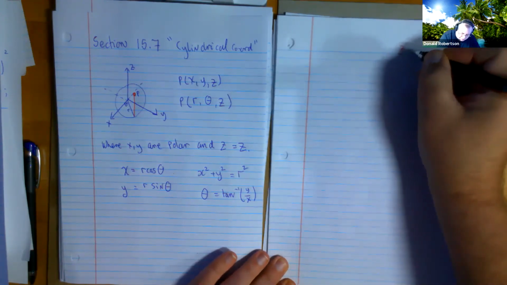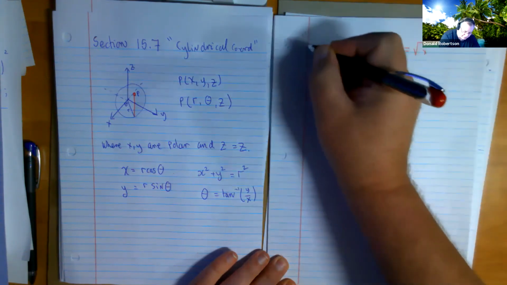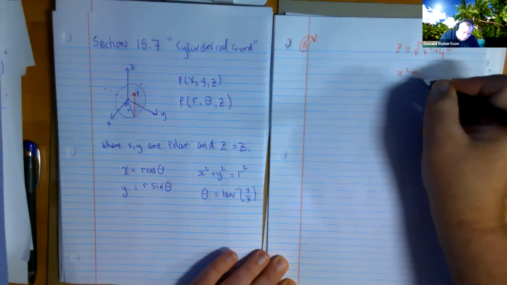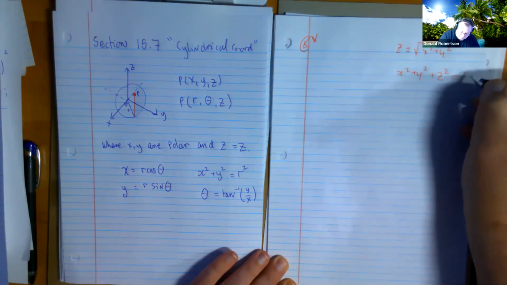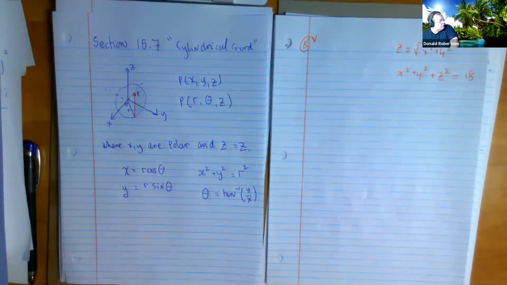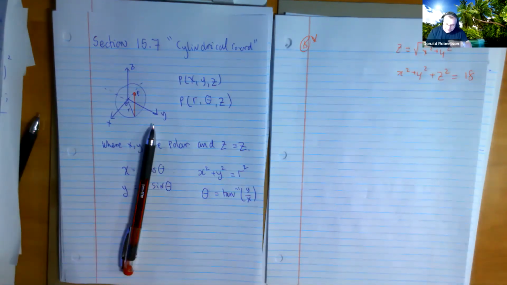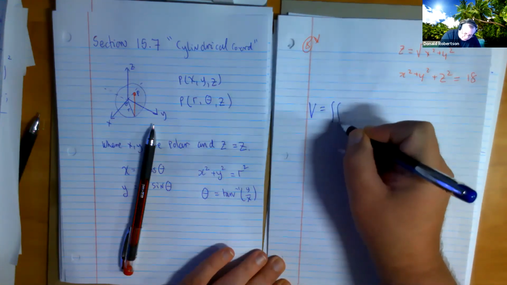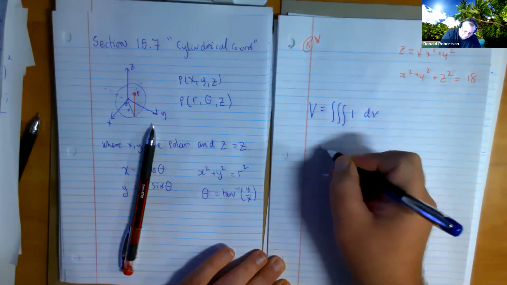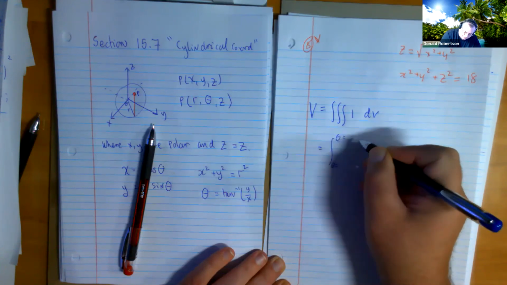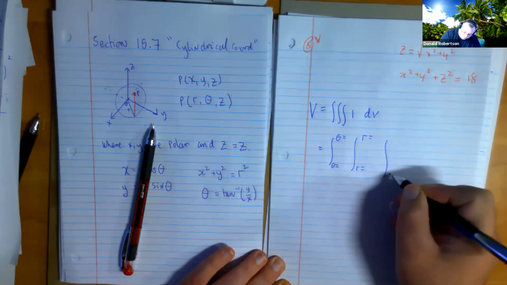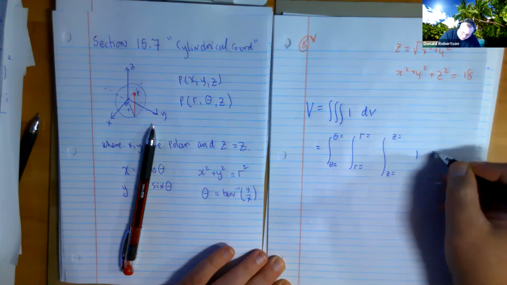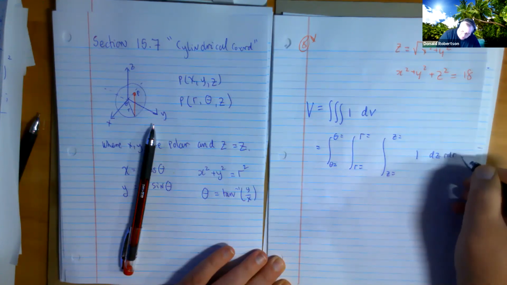Won't do quite as much of this one. And this one is a version of 8. They want the volume that's kind of the intersection of these two surfaces. So the volume is going to be the triple integral of 1 dV. And we're going to go theta, we're going to go r, and then we're going to go z. And 1 dz dr d theta.